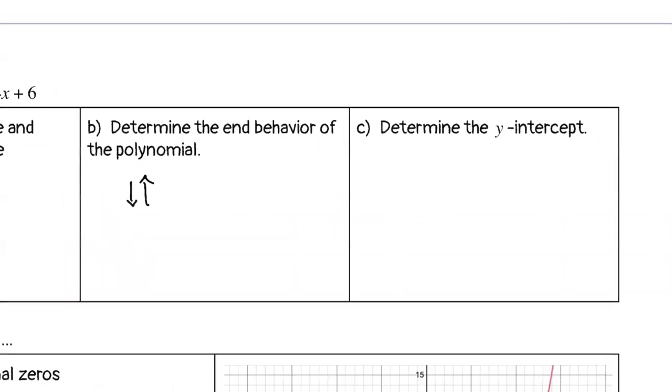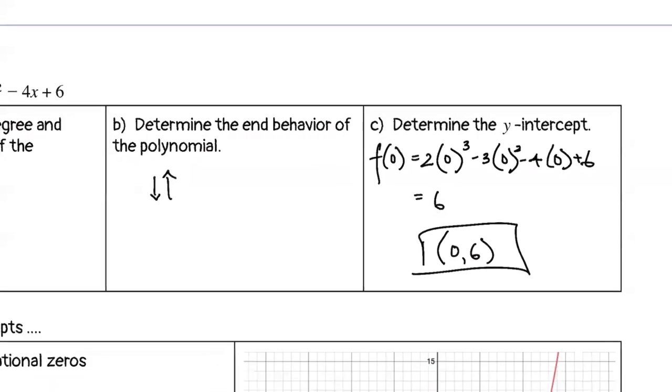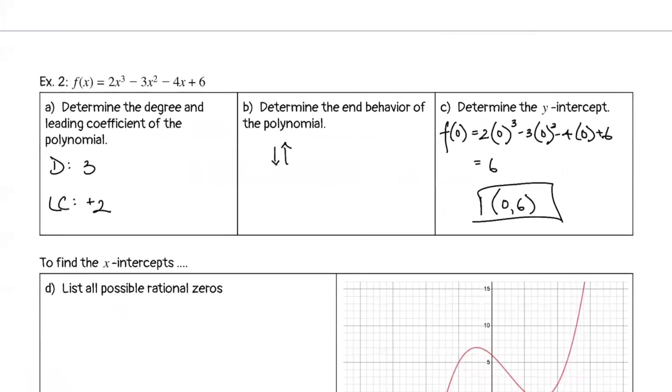And then last but not least, we're going to determine the y-intercept by doing f of 0. We're going to plug 0 into our equation. Being super careful, we know 0 times a number is going to give us 0, so we get an output of 6. But we want to make sure we write the y-intercept as a coordinate, (0, 6). Okay.